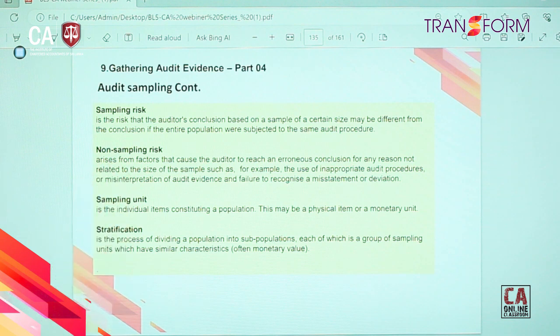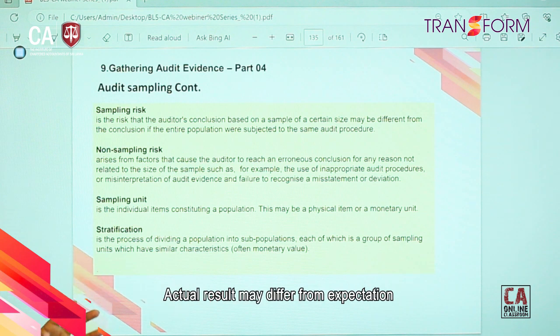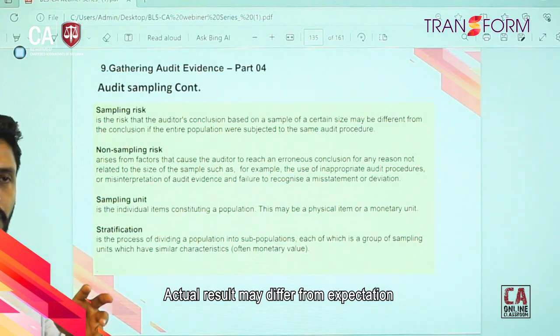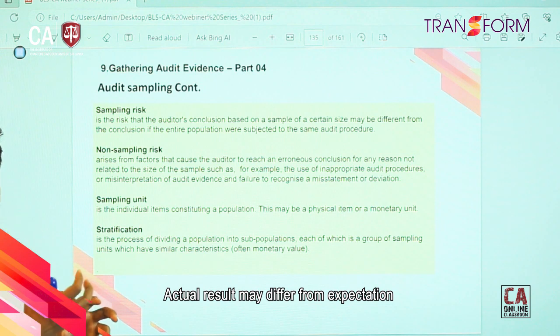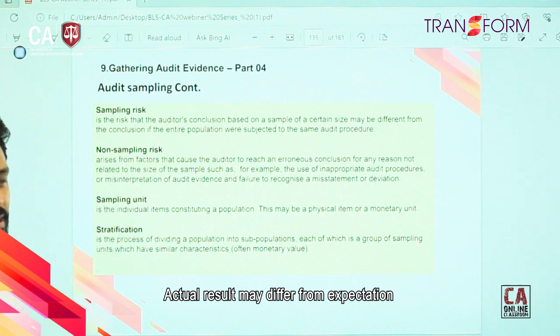And stratification. Sampling risk means we are selecting a sample. What's the purpose? To evaluate the population. In some instances, after selecting the sample, the sample results do not reflect the population. Our objective may not be achieved. So the deviation from the expectation may be a risk, that is called sampling risk, right.